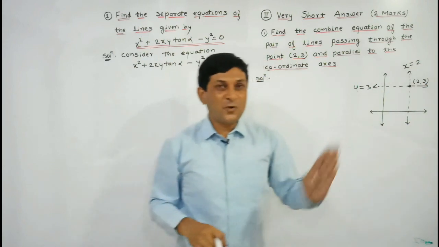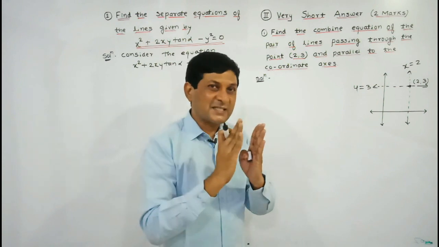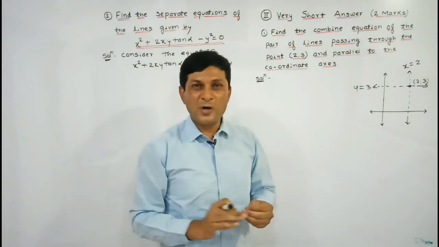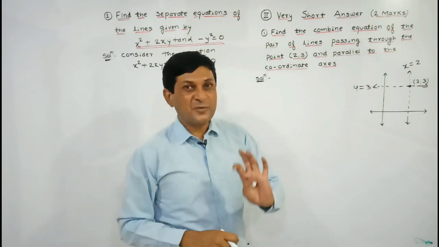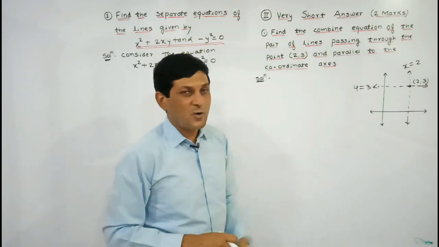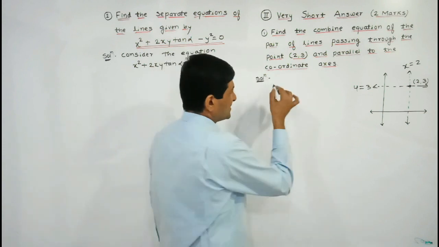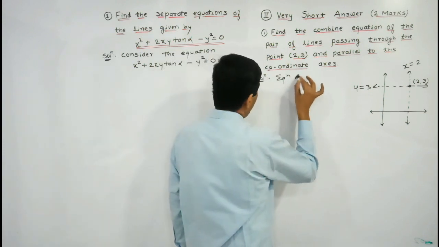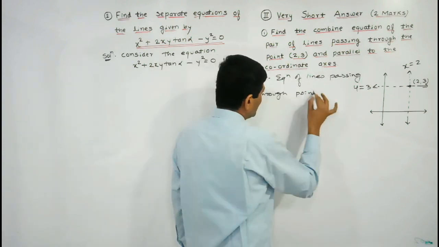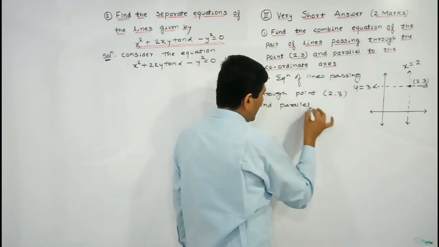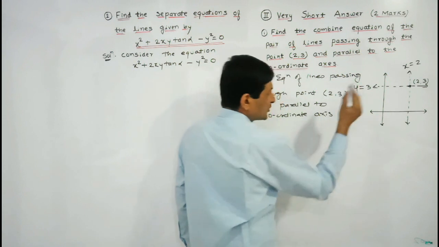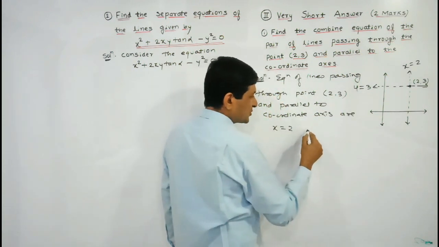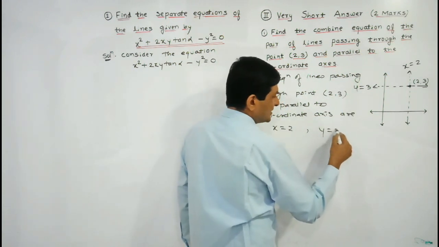So using the formula that if a line is parallel to the x-axis its equation is y is equal to constant, and if a line is parallel to the y-axis its equation is x is equal to constant, we have got the equations of both the lines. So first write down the equations of the lines passing through point 2, 3 and parallel to the coordinate axes. What is the first equation? x is equal to 2, and the second equation is y is equal to 3.